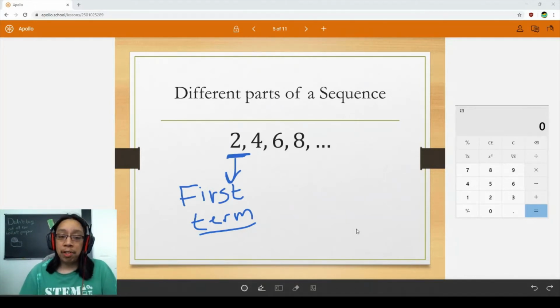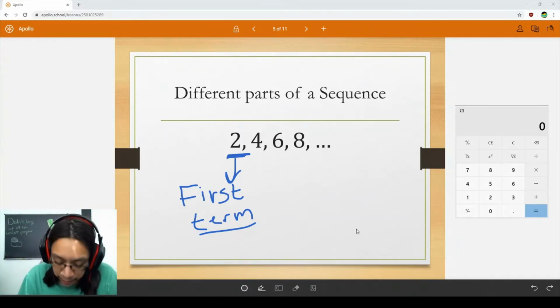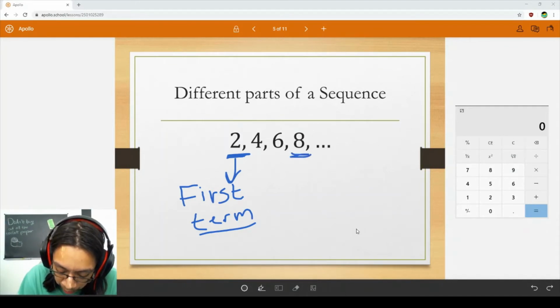So what's another example? Let's say the number 8. What term number would the number 8 be? All you would have to do is just count the number of spots, or the spot that it's in. In this case, the number 8 in my list is the 4th term of my sequence. So we would say that number 8 here is the 4th term. It's the 4th number in my list.